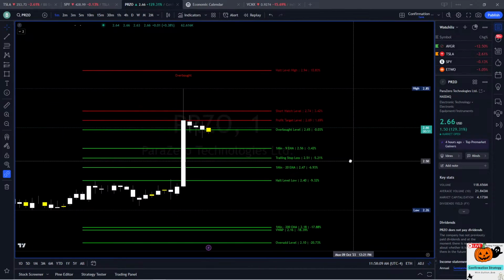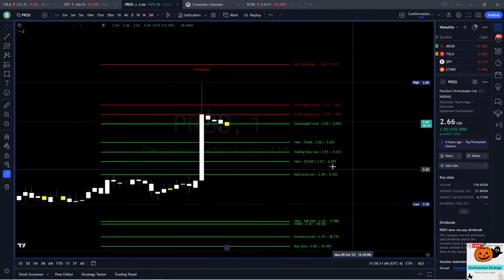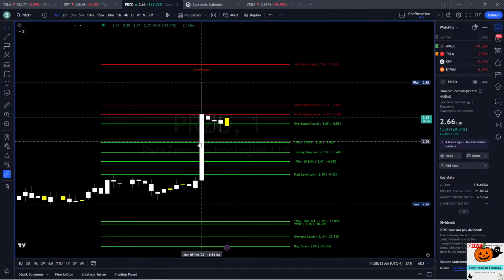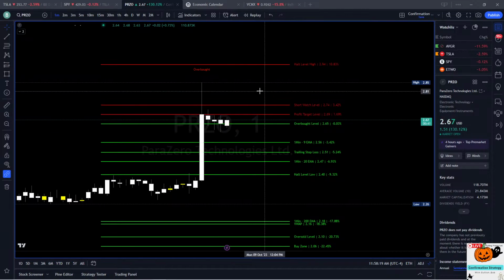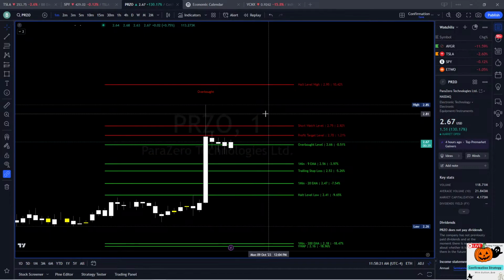Here at the 2.74. We were predicting this before it happened, but man, this is a huge candle. This is on 2 million shares too, guys. This is a 13% move on 2 million shares. You just don't see that too often, I'll tell you.